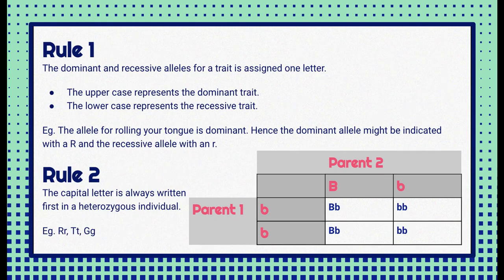There are 2 important rules to keep in mind. First of all, the dominant and recessive alleles for a trait are assigned 1 letter. It's the same letter, it's just an uppercase or lowercase. So in the case of blue eyes or tongue roller, just as we've seen before. The second one is to remember to put the capital letters first.